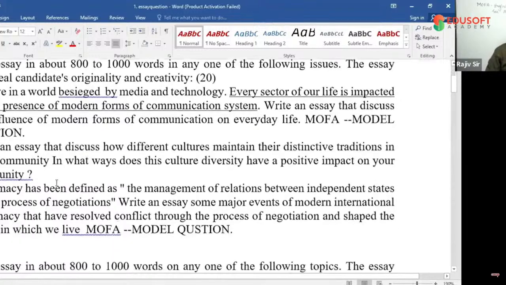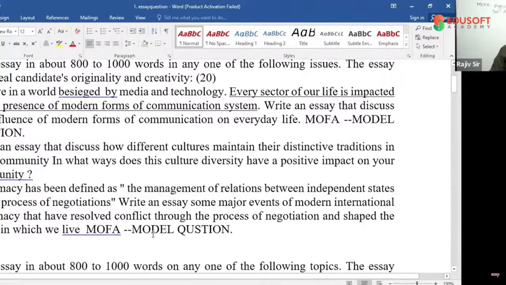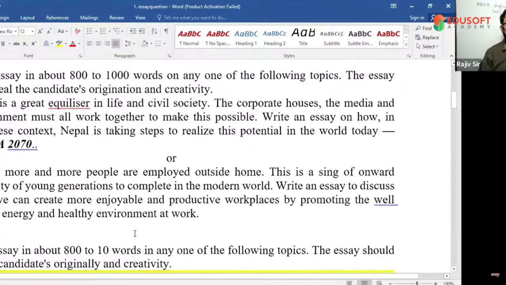And the third one is, diplomacy has been defined as the management of relationship between interdependent states by the process of negotiations. So when you look at it, it becomes a topic that is asked from foreign policy and diplomacy. Similarly, sports is a great equalizer in life and social society. Easiest essay. Today, more people are employed outside home. This is a sign of onward mobility of the young generation to compete in the modern world. Write an essay to discuss how we can create an enjoyable and productive workplace by promoting the well-being, energy, and healthy work environment. This is from creative writing.